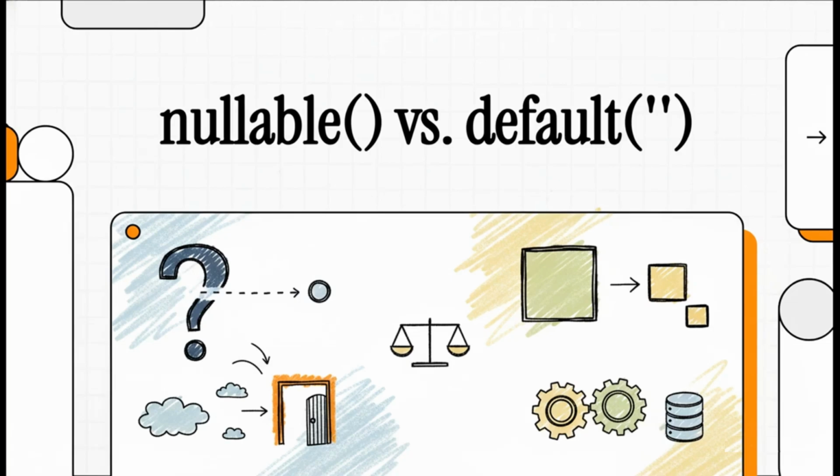All right, welcome. Today we're going to dive into a choice that every single Laravel developer has to make. One that seems tiny, but trust me, has some pretty huge consequences down the line. Are you team nullable or are you team default zero?